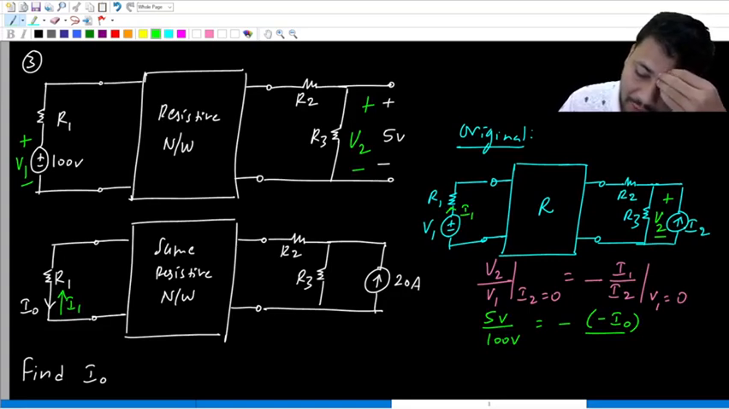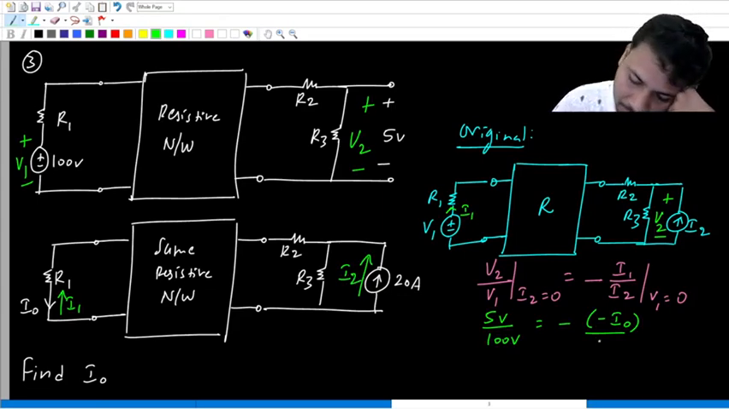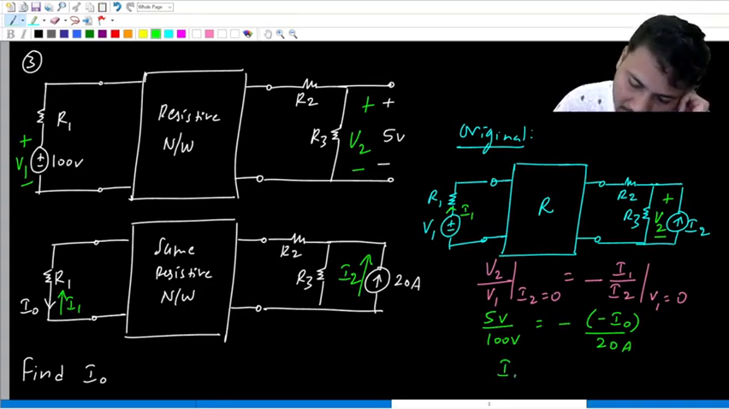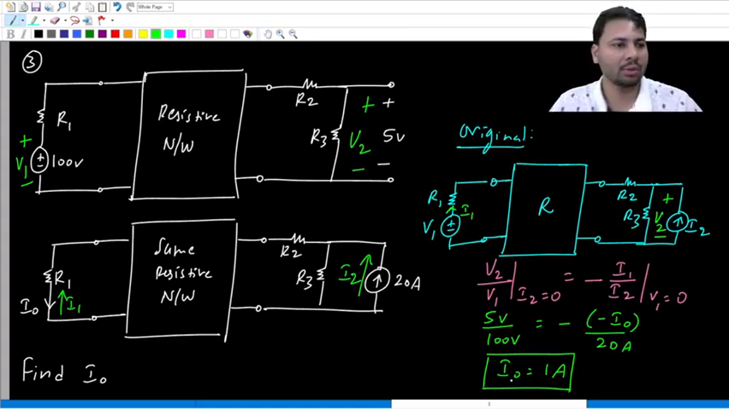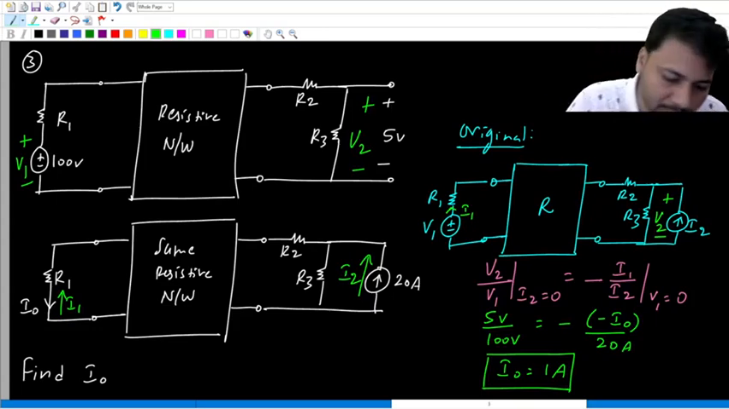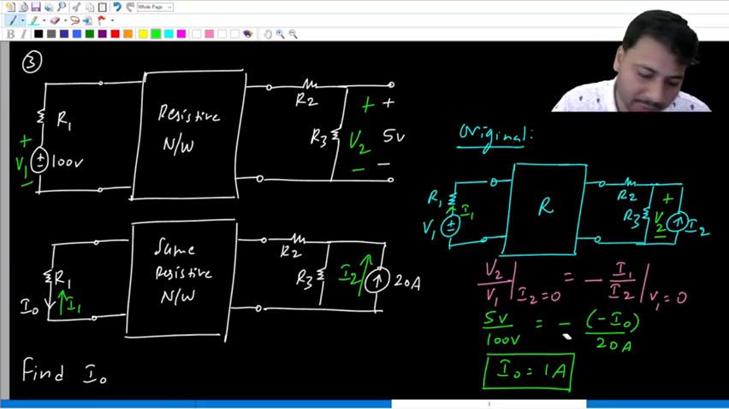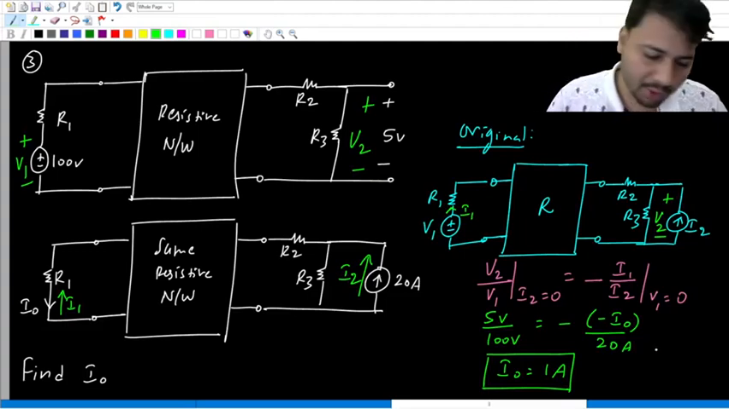What is the direction of I2 in the original circuit? Upwards. So here also you take I2 in the upward direction. The value of I2 is 20 amps. So minus of minus is plus. So I0 is 1 ampere. So the value of I0 is 1. Here the important thing is this minus sign, because you have different types of sources at both the ports. The two ratios will be negative of each other.